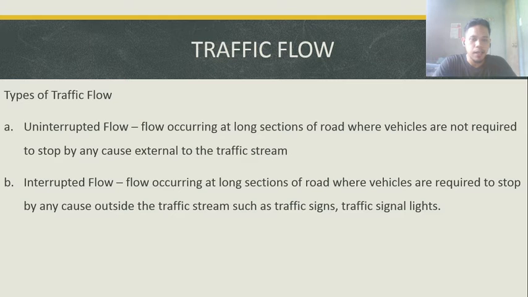And the second one is interrupted flow, occurring at long sections of road where vehicles are required to stop by any cause outside the traffic stream, such as traffic signs and traffic signal lights. A good example of this can be seen at city properties and metropolitan areas.